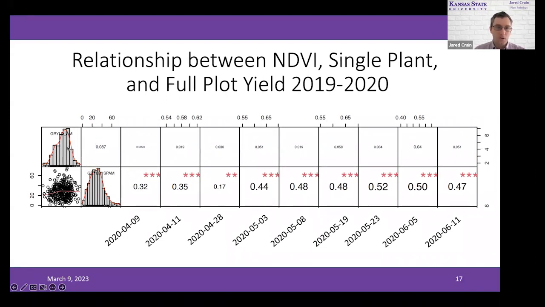This year, there were no significant correlations between the single plant or full plot grain yield. No correlation between the single plant NDVI and full plot grain yield. However, we do continue to see a strong correlation between the single plant NDVI and single plant yield.